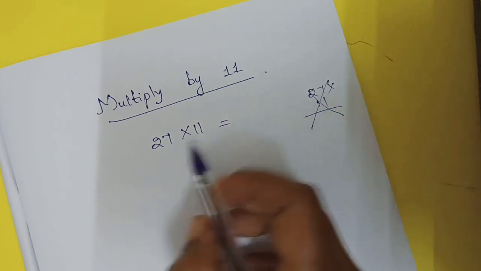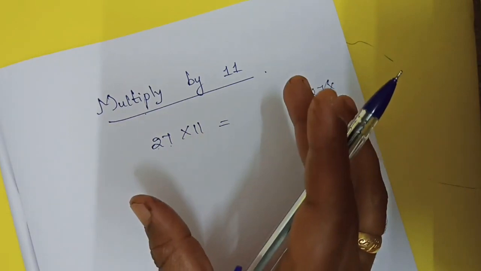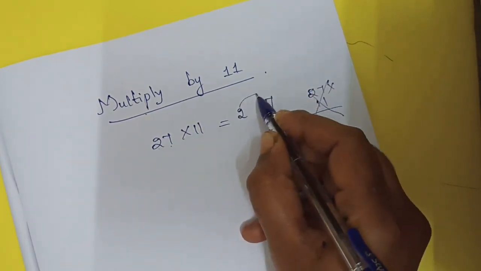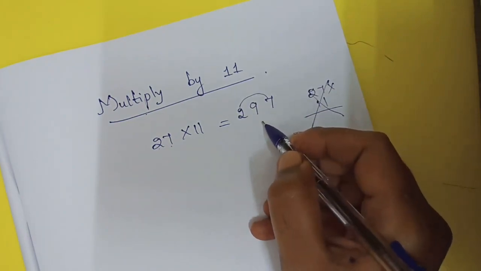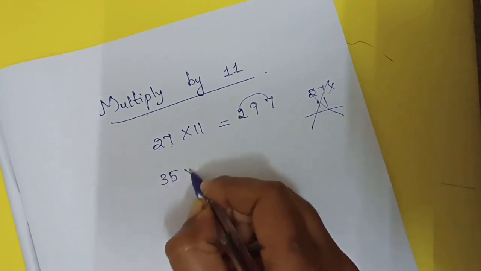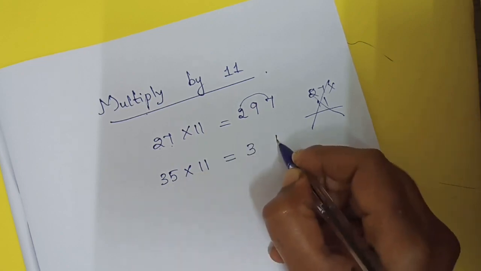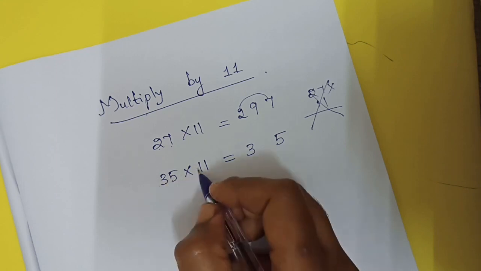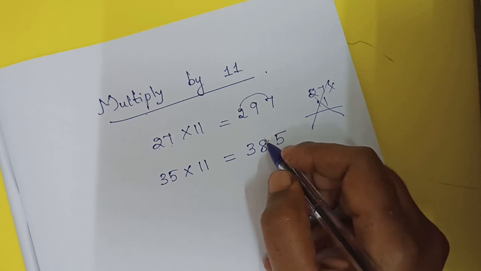Listen carefully. Here, 27 into 11. Just split the terms: 2 here and 7 here. Now add the terms: 9. So that's the whole answer. Easy, no? One more problem, shall we do? 35 into 11. Just split the terms: 3 here, 5 here, and just add them. 3 plus 5 is 8.